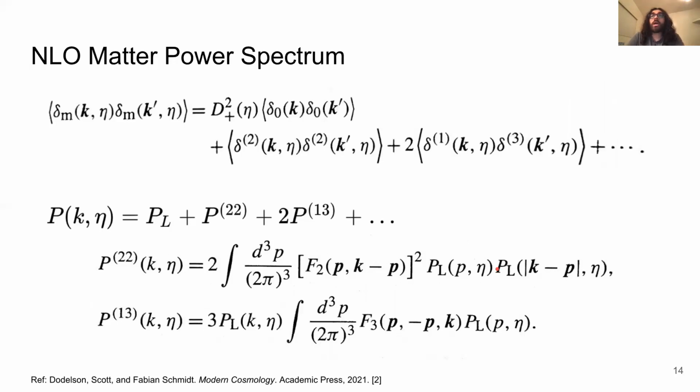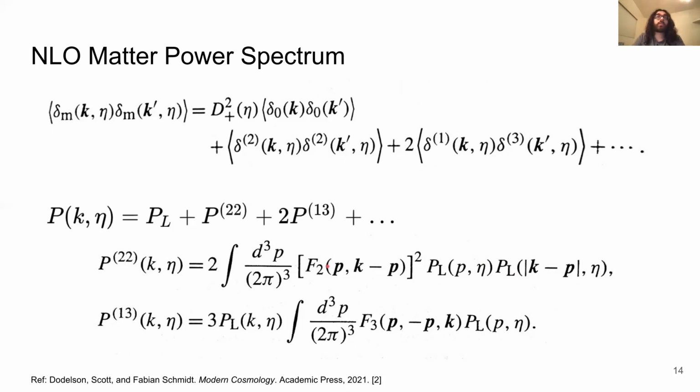Now here, these little p's in this equation are just shorthand for all of the k's that we're integrating over. And their arguments of the linear power spectra depend on each other in this kind of way. And when this happens, and when you integrate over all of p, this is called a convolution. So, and then again, we can hit them with this F2 kernel.